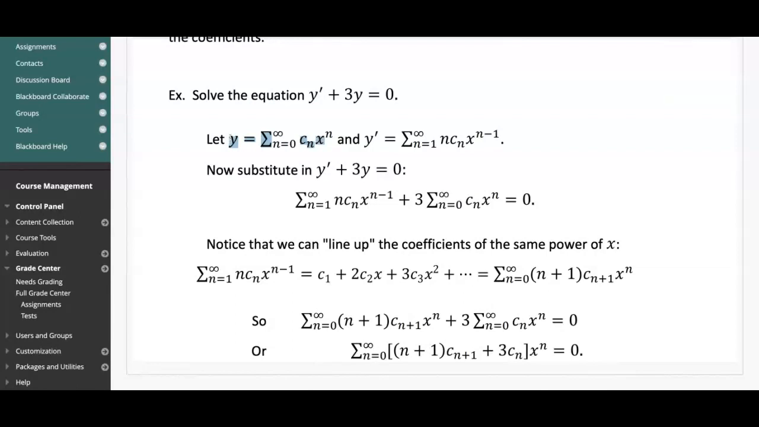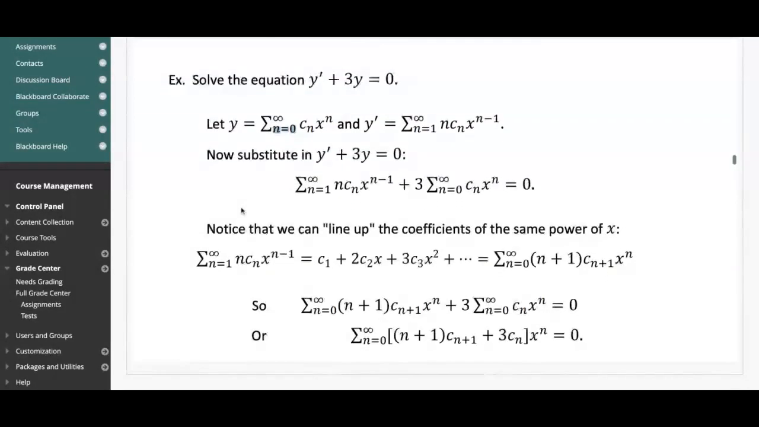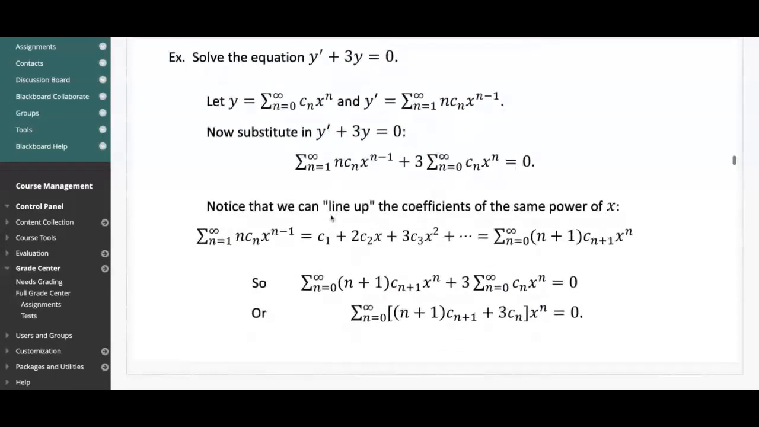So first step, we just let a solution y be a power series. Then the y prime by the power rule, we get this, still a power series. But look at this index. This index is starting from 1 now, because the constant term becomes 0. So substitute this y and y prime into the differential equation. So what do we get? We get this, right? This is our y prime.